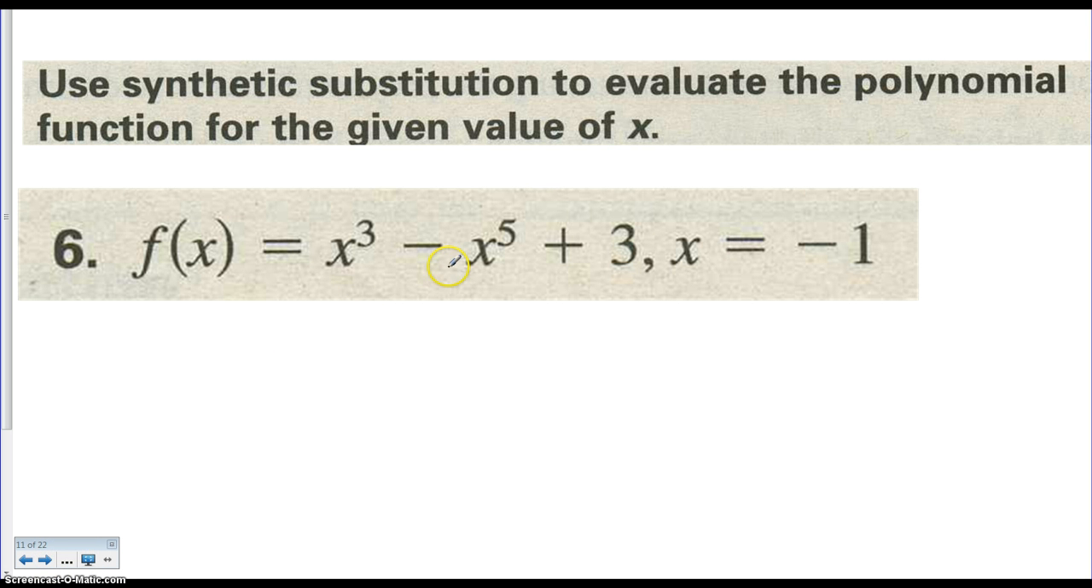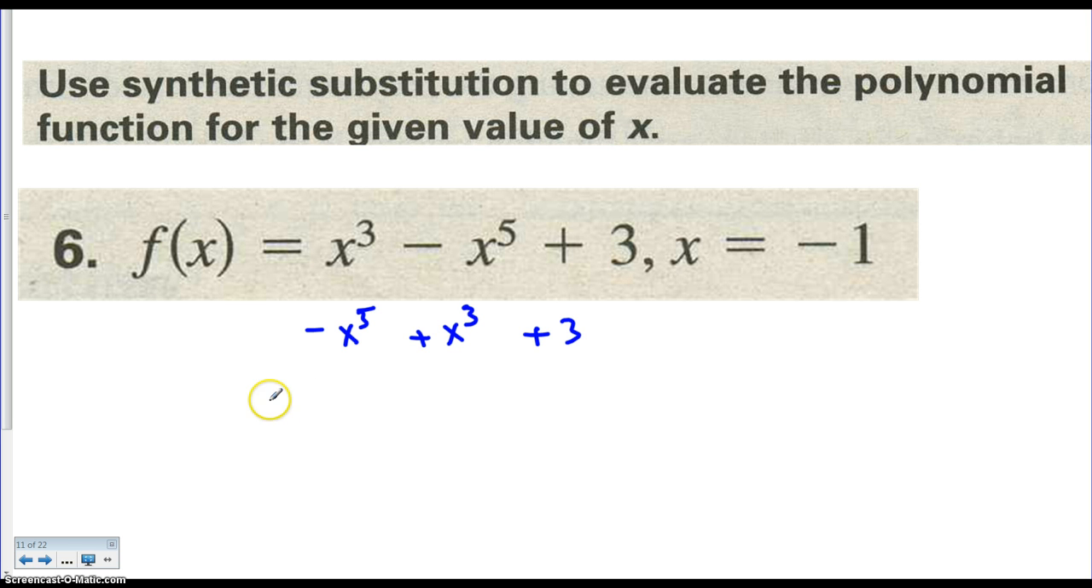So let's look right here. So what I want to do is put this in standard form first. So it's negative x to the fifth plus x cubed plus 3. Now one of the things I notice is that I do not have x to the fourth, I do not have an x squared, and I don't have an x.